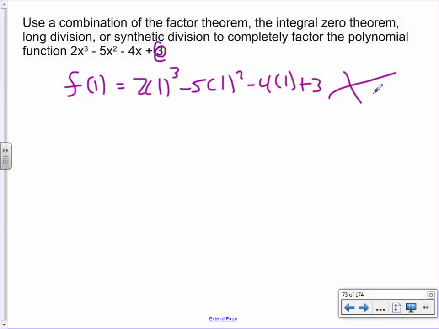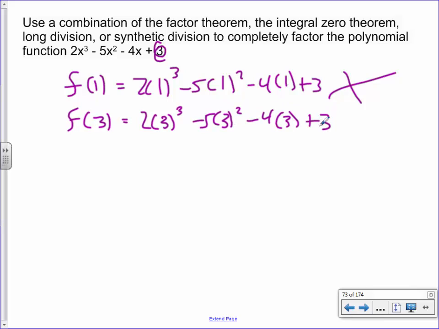We'll test another number. Let's try 3. Let's see if the 3 works. 2 times 3 cubed minus 5 times 3 squared minus 4 times 3 plus 3. There's only so many possibilities. One of them has to work if this is actually factorable. That one works? Okay, so here's what that means. It means 3 is a root.